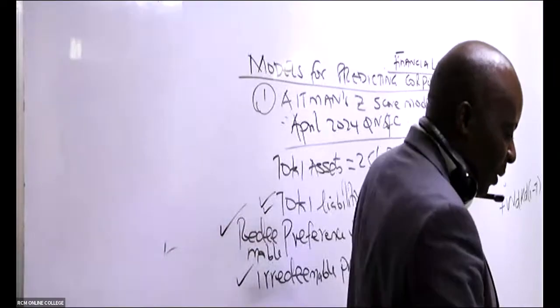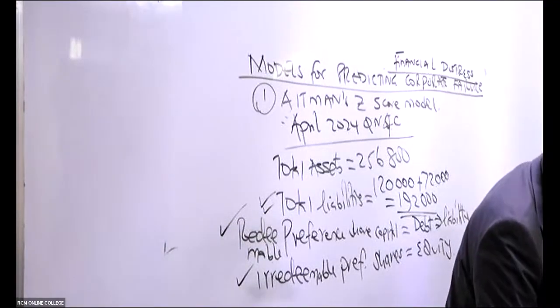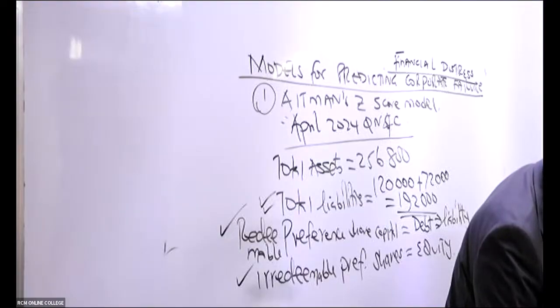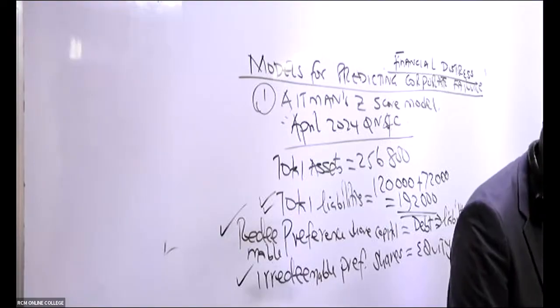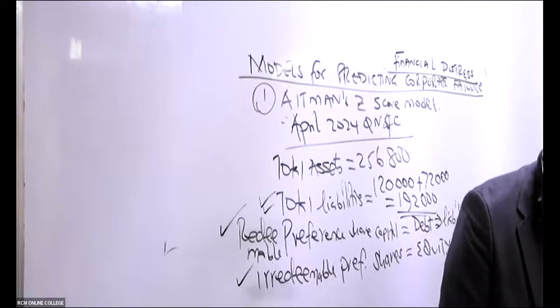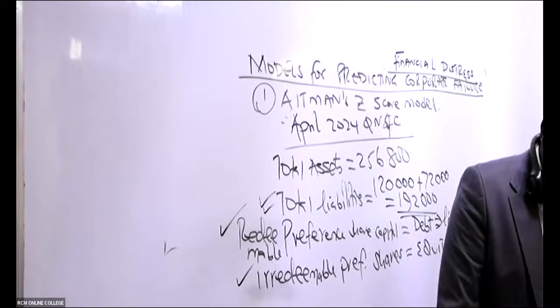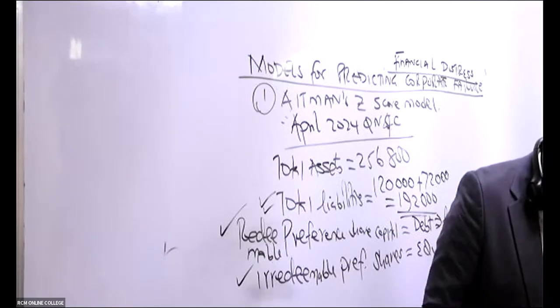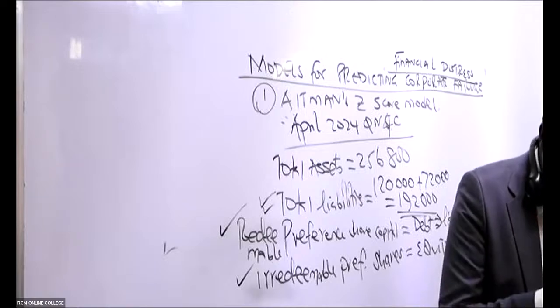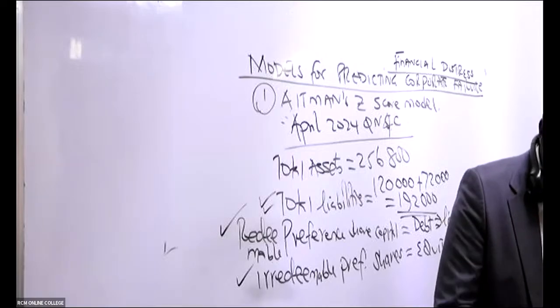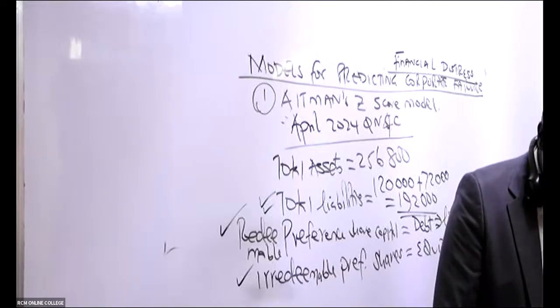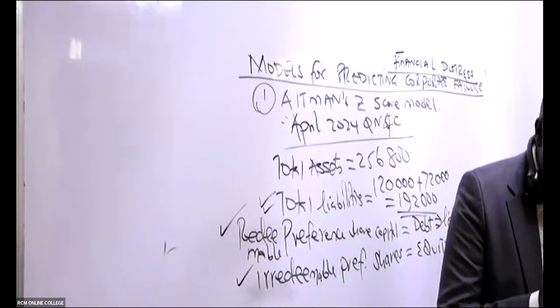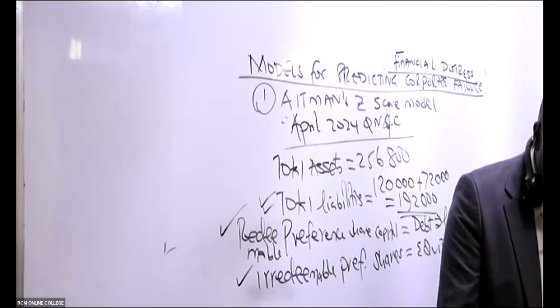I doubt. Let me read this again, so I can type for you very fast, online ninjas. What you're saying here is that if we are dealing with irredeemable preference shares, we don't include them in total liabilities, since irredeemable preference shares are equity instruments. They are a permanent source of capital.